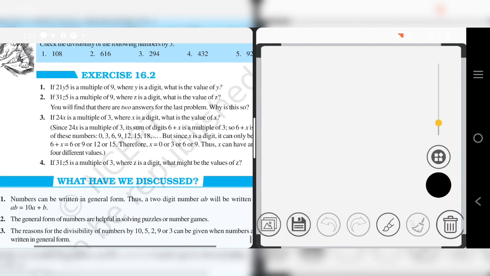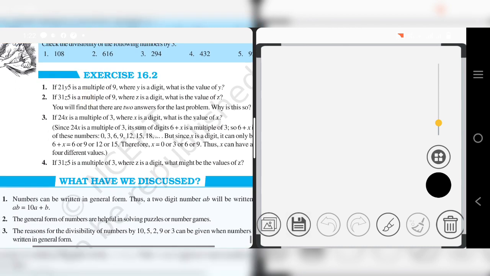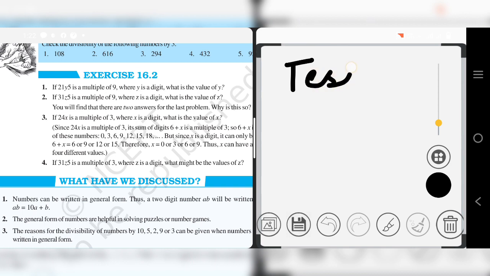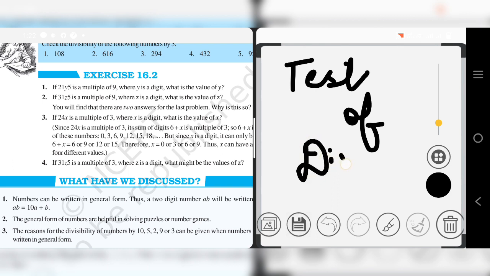Let's go to exercise 1.2. Here they have given 16.2 but it is 1.2. Before going to this exercise, I will say some important points, that is tests of divisibility. Before solving this exercise, we must know these tests of divisibility.